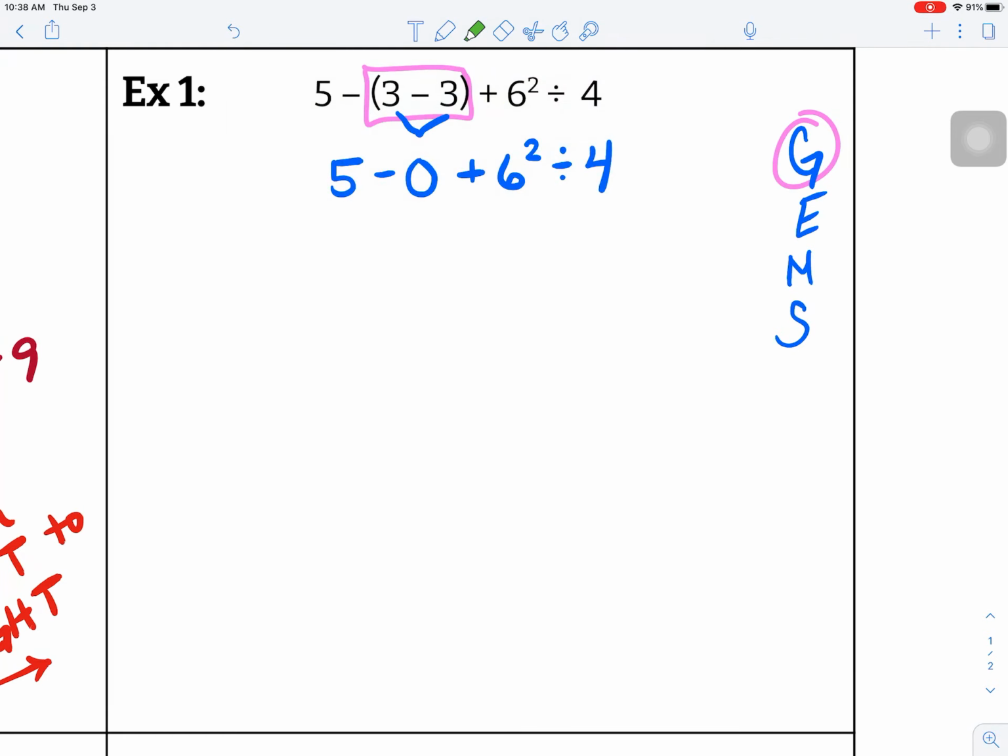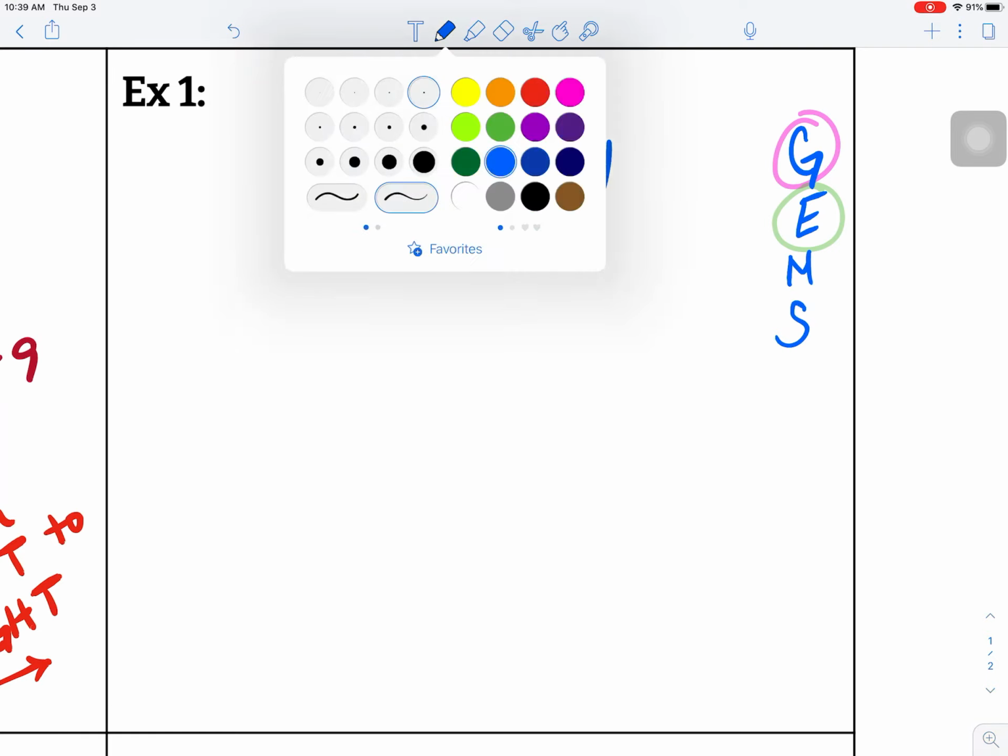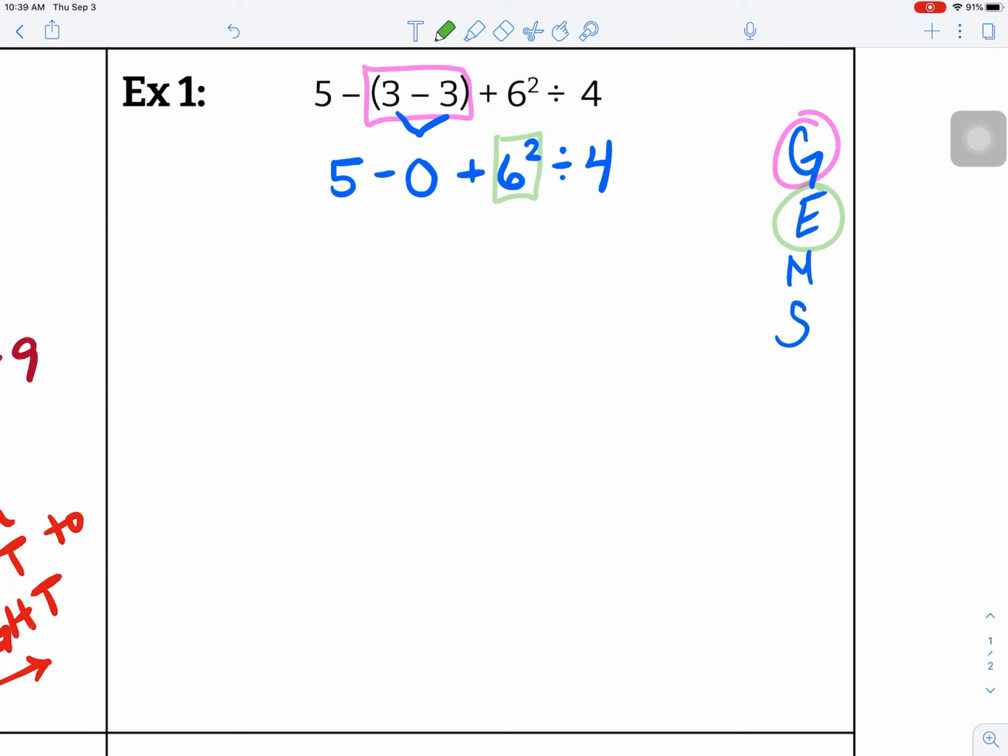So I've already done G. I want to look again. Do I have any other grouping symbols? Nope. So I'm done with the G for grouping symbols. So next, do I have any exponents? Absolutely I do, right? I got this teeny tiny 2. So, just like we talked about in the formal definition of what GEMS stands for, this is not 6 times 2. This would be 6 multiplied by itself 2 times. 6 times 6 is 36. So I'm going to rewrite the problem. Looks like there's still a divide 4 at the end. There's still a 5 minus 0 plus that.